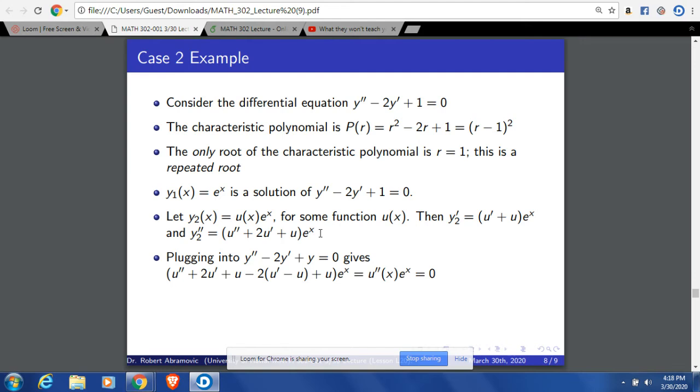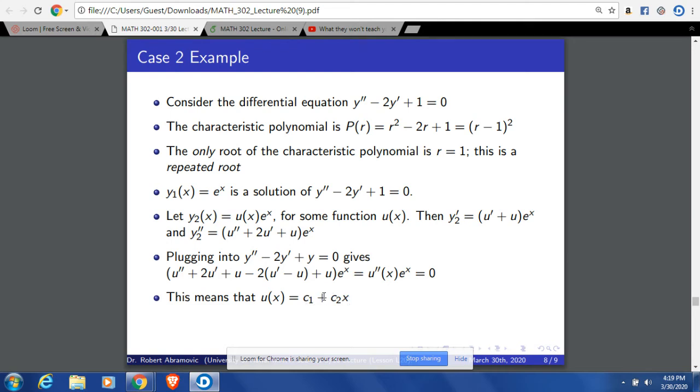If we plug into y double prime minus 2y prime plus y equals 0, this gives the following. u double prime plus 2u prime plus u minus 2 times (u prime plus u) plus u. I'm sorry, this should have been minus 2u prime minus 2u, plus u, but what we're left with is u double prime times e to the x. That means u double prime is 0.